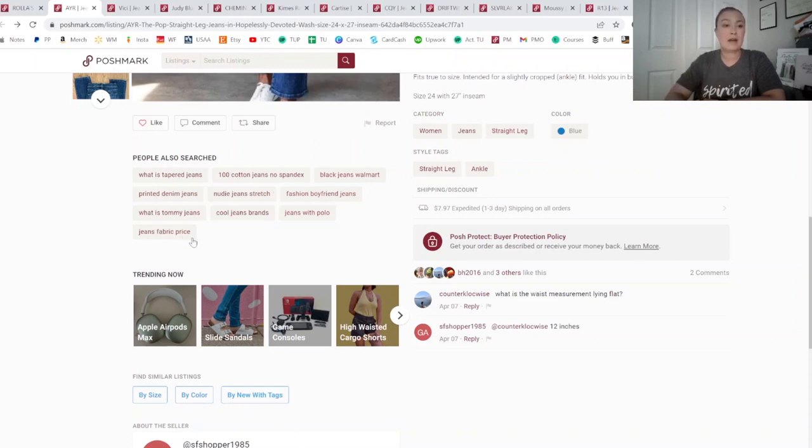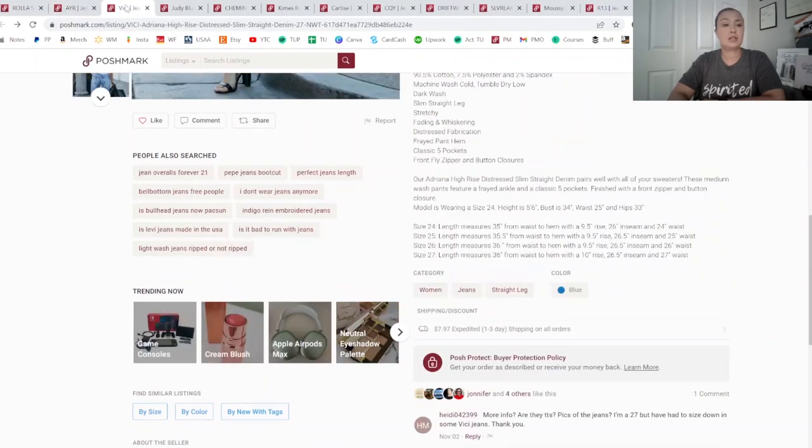So, jeans fabric price, that's weird. What is Tommy jeans? Cool jeans brands, jeans with polo, fashion boyfriend jeans, nudie jeans, stretch, printed denim jeans. That's interesting. Black jeans, Walmart. The other one that I thought was interesting was the fashion boyfriend jeans because they're saying fashion, which means to me, like in jewelry, like fashion jewelry, it's not a brand. It's just kind of like costume jewelry, a cheapo, boutique type of thing. So I thought that was an interesting type of keyword there.